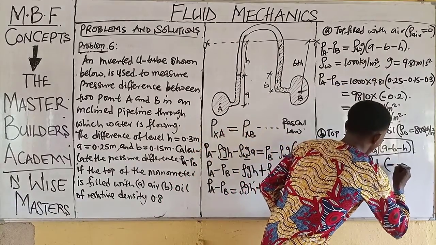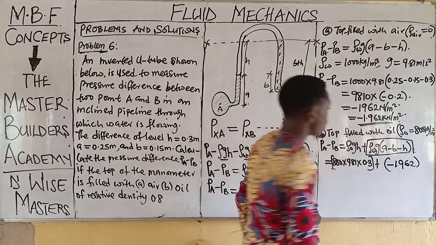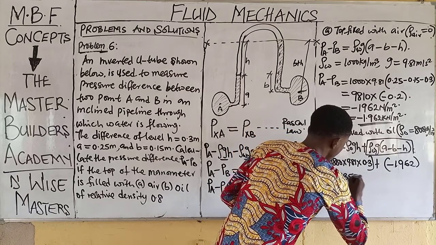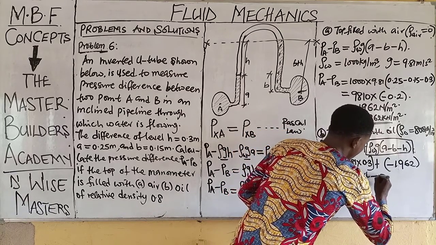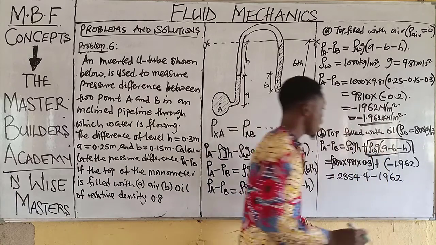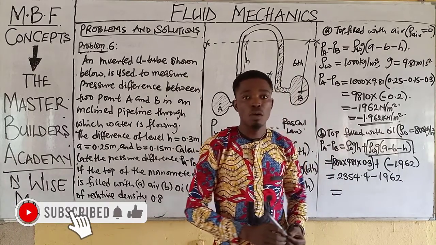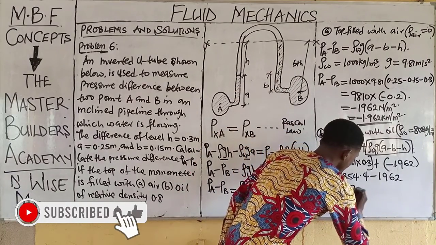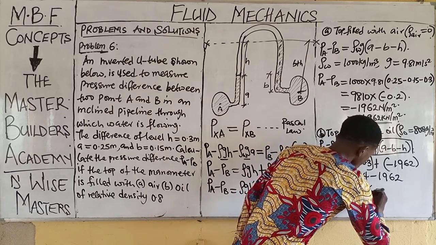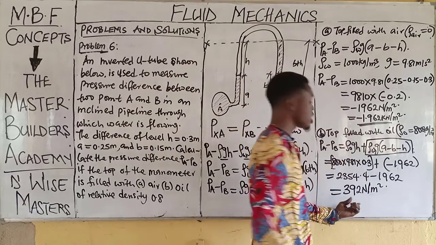Then this becomes negative 1962. Alright? Now when I multiply out this, I have 2354.4 minus 1962. And when we remove this guy from this guy, our final answer is 392 Newton per meter squared. This is what we have.